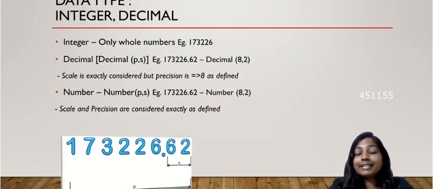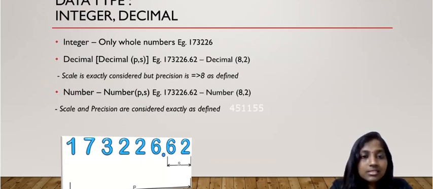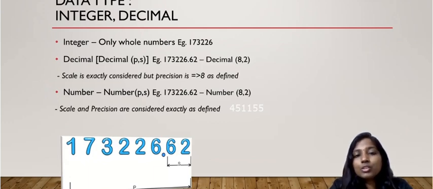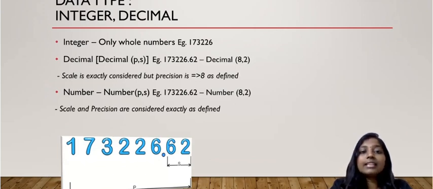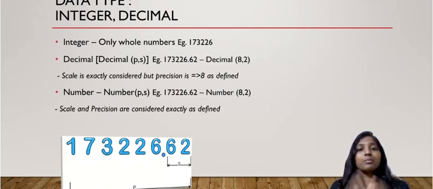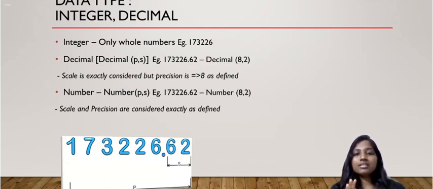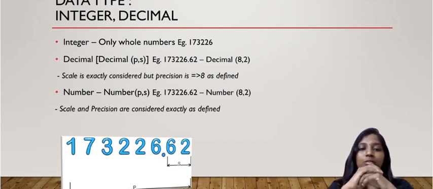Let's talk about data types of numbers: integer, decimal, and number. Okay, so let's take an example of integer, only whole numbers as seen on the screen, 173226. Okay, this is a whole number, only whole numbers will be accepted in an integer. And the next one is decimal. Decimal is supposed to be represented with P, S, precision and scale. Okay, so scale is exactly considered, but precision is more or less. So what is a precision and what is a scale?